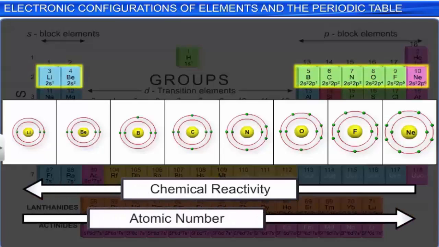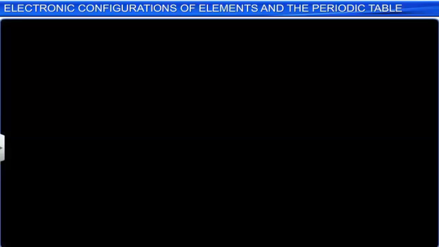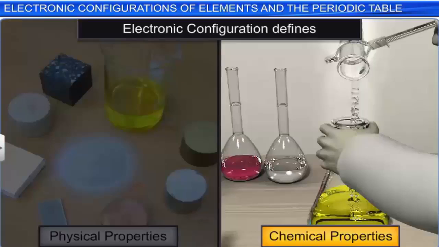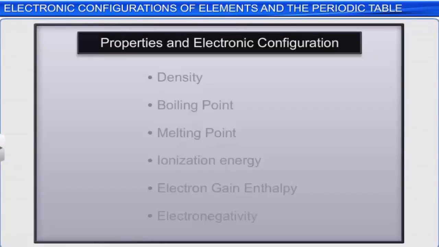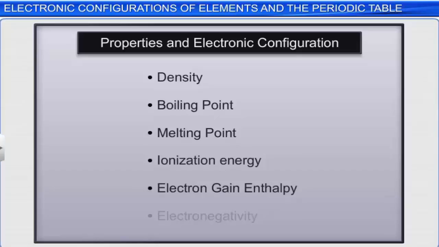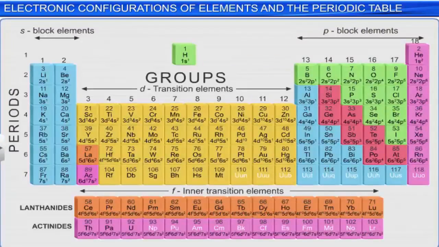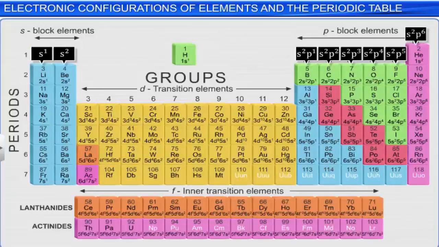Likewise, the other physical and chemical properties of elements, such as density, boiling and melting points, ionization energy, electron gain enthalpy, and electronegativity, also depend on their electronic configuration. These physical and chemical properties repeat periodically for elements having the same electronic configuration in their outermost shell, a trend that can be seen across the elements belonging to the same group in the long form of the periodic table.